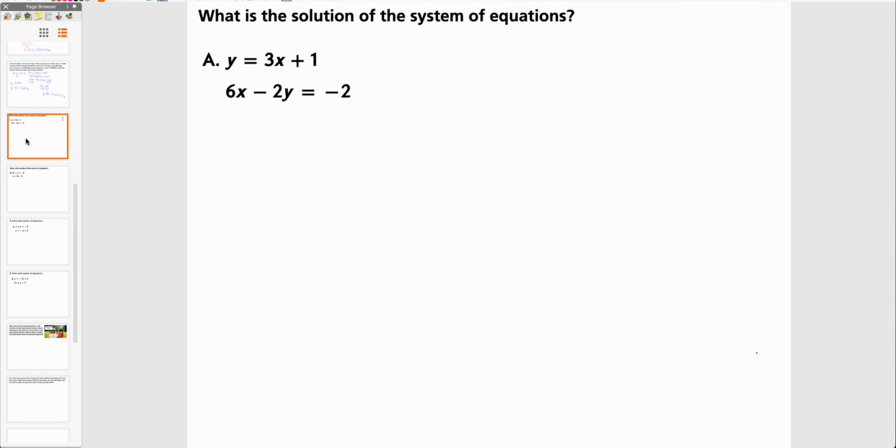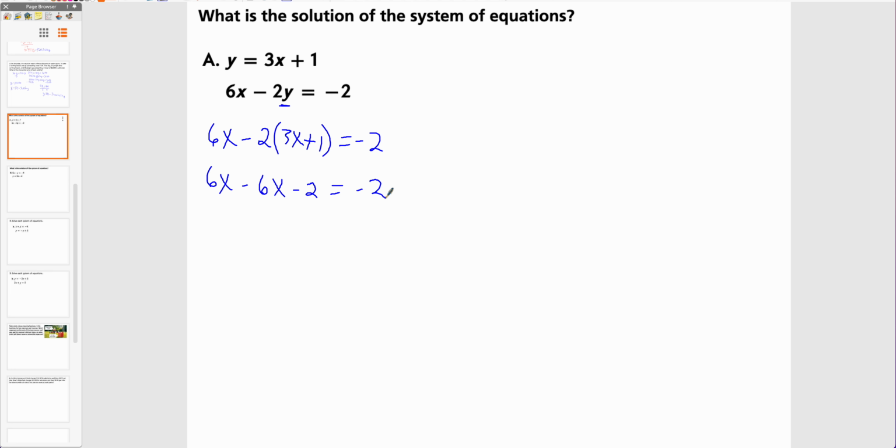Okay. So y equals 3x plus 1. We know what y equals. It equals 3x plus 1. So let's put it in there. 6x minus 2 times 3x plus 1 equals negative 2. All right, so 6x, negative 2 times 3x is minus 6x. Negative 2 times 1 is negative 2 equals negative 2.